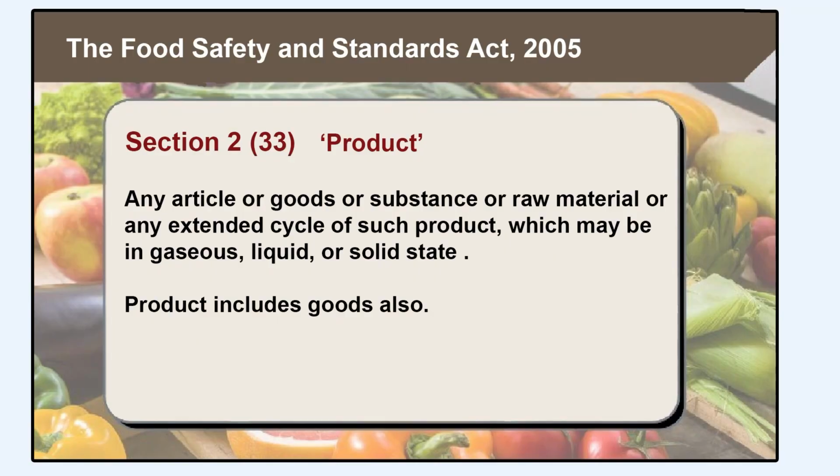It may be noted that this act also defines product for the purpose of product liability, and under Section 2, Clause 33, it means any article or goods or substance or raw material or any extended cycle of such product, which may be in gaseous, liquid, or solid state. In other words, product includes goods also.